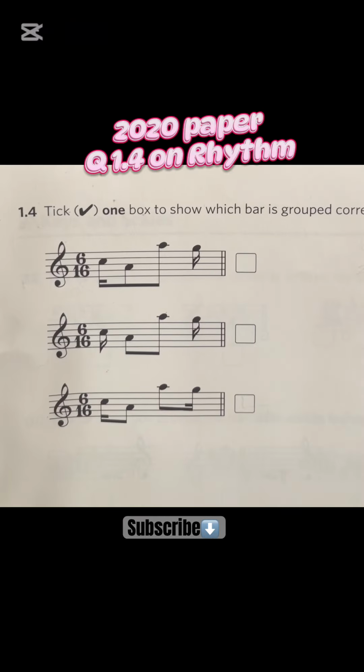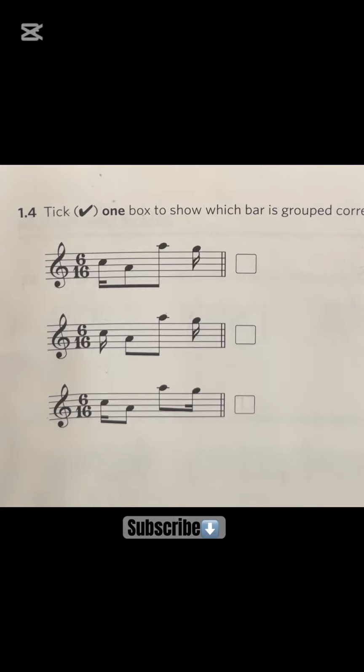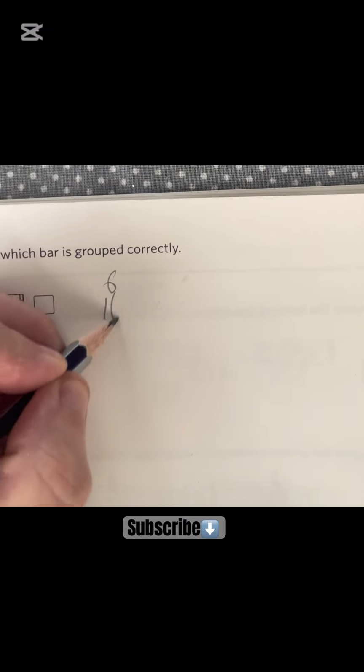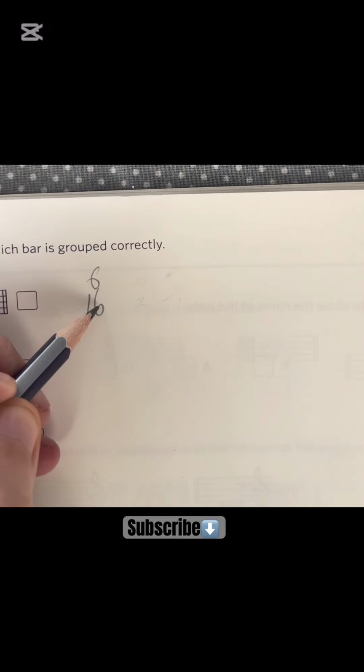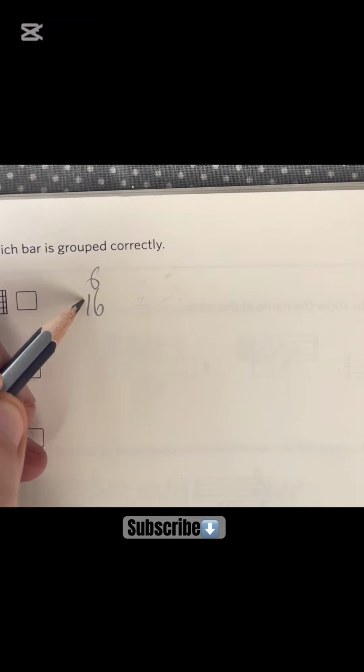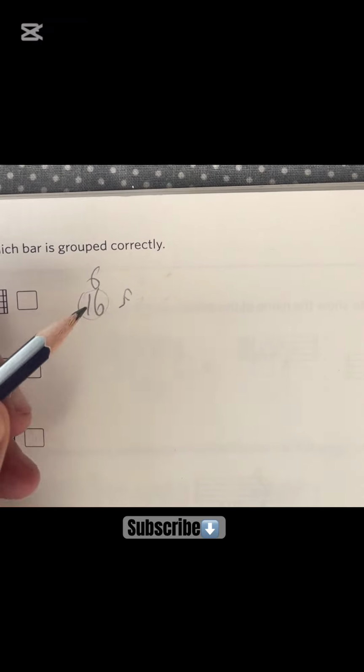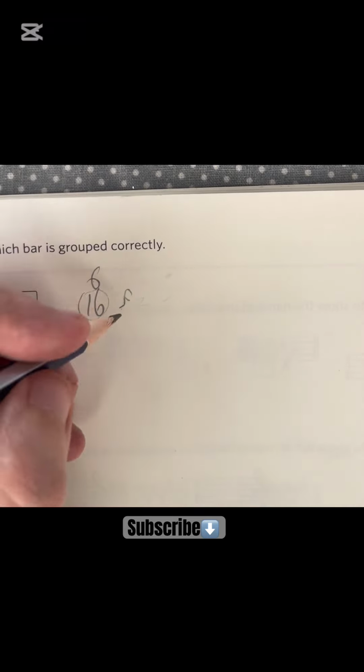This is asking us to tick the box to show which bar is grouped correctly together, and our time signature here is 6:16. So 6:16, if I just scoot over here and show you how that actually looks. The number on top tells us how many beats in the bar, the number on the bottom tells us what kind of beats they are. So there is 6 somethings, and the 16 tells us that they are semiquavers. But it's the grouping of them that's really important.